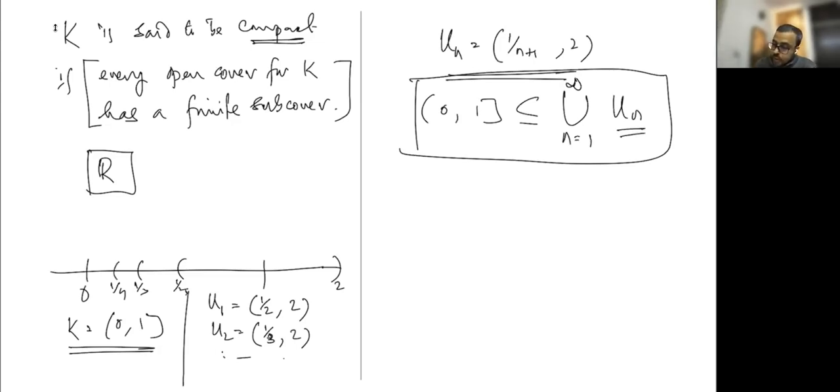Now, if you take a finite subcollection, you can see from the diagram, but you have to write down a precise argument. As soon as you have finitely many of the intervals, you'd come down to some 1 over n, and then the points here would be outside the union. So the union will not cover the entire set. Okay, so this is an example of a set which is not compact.